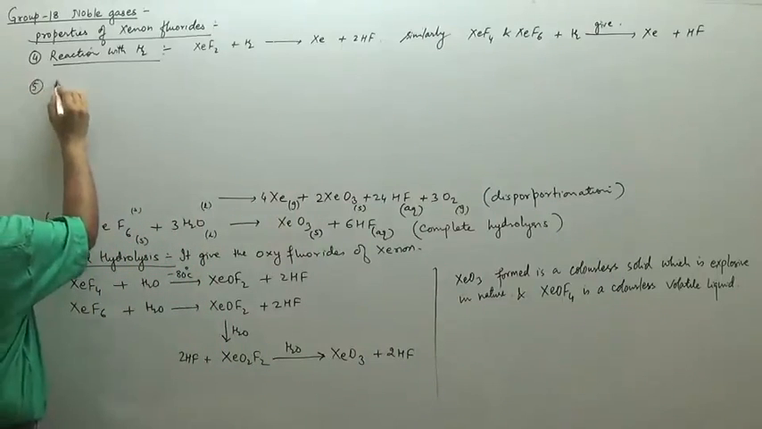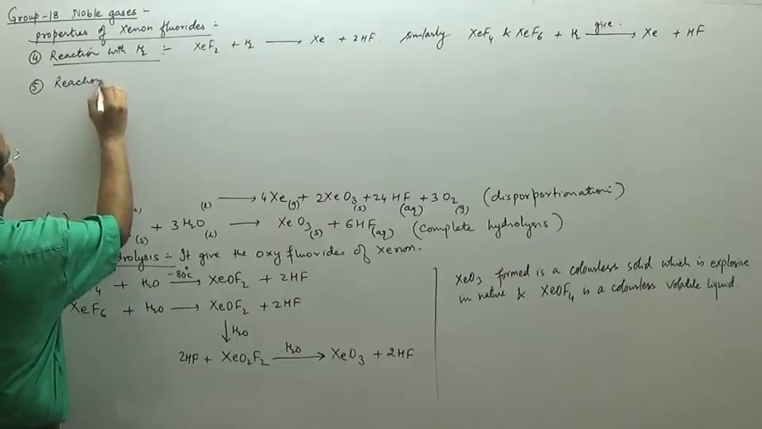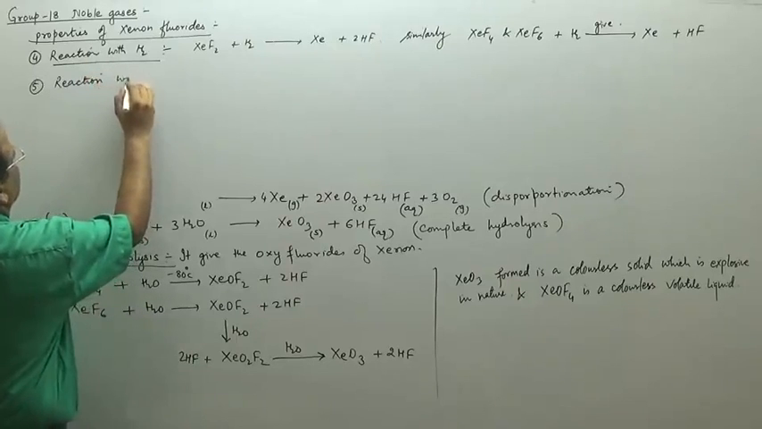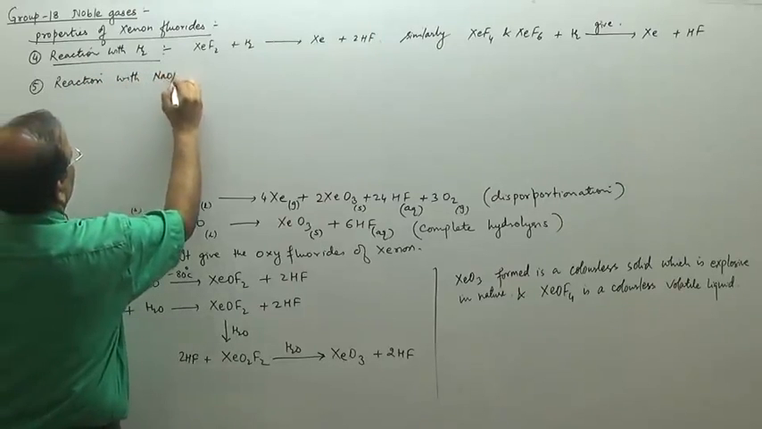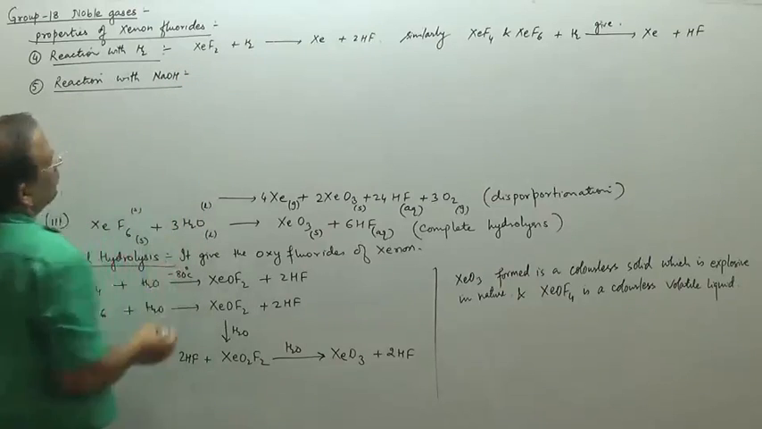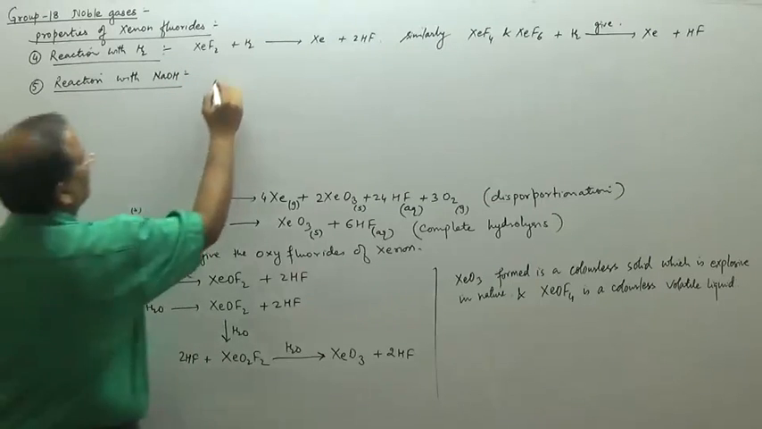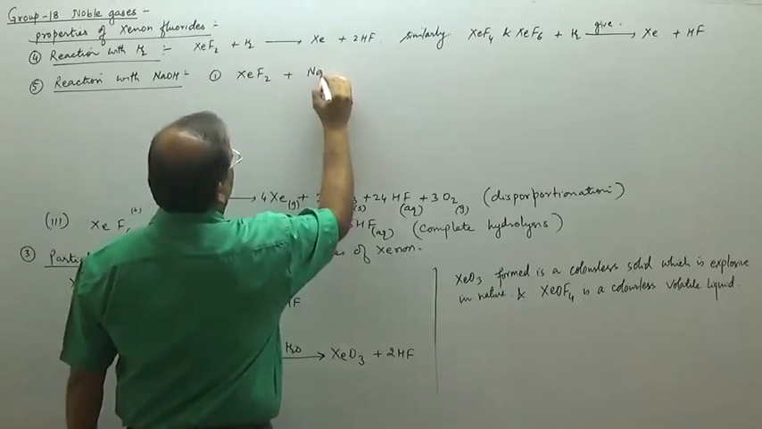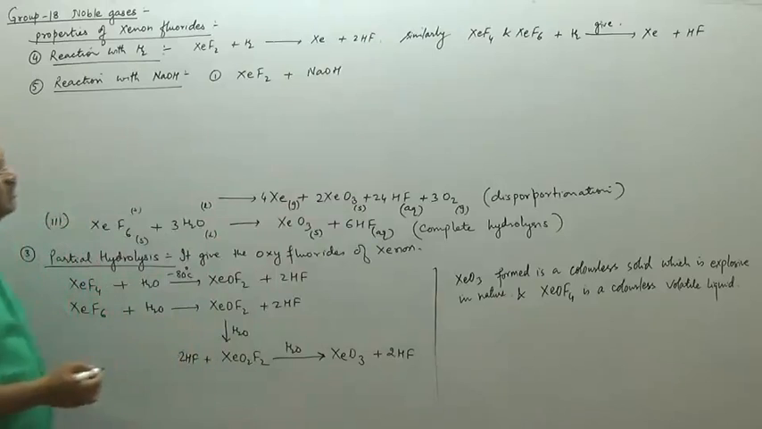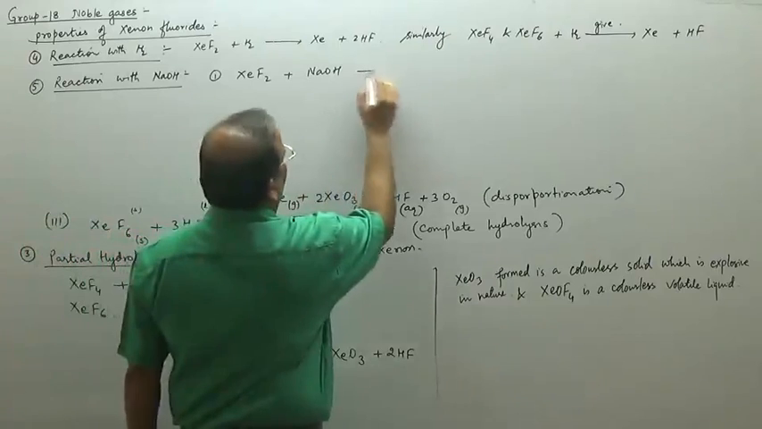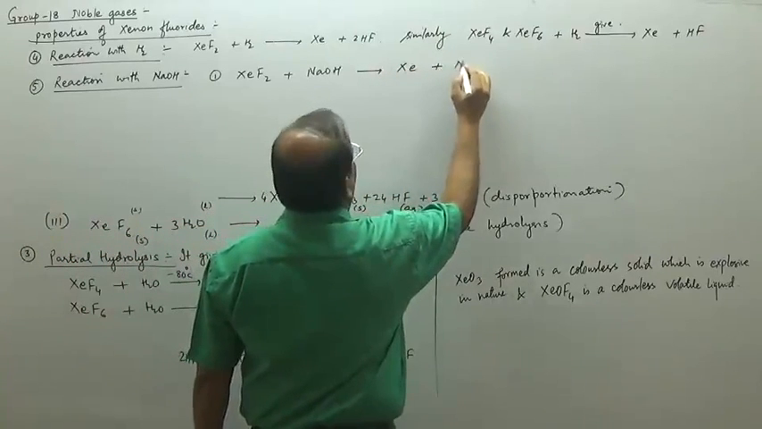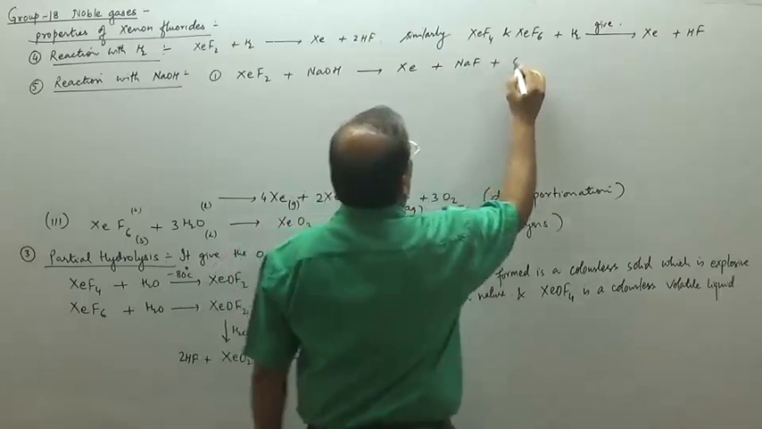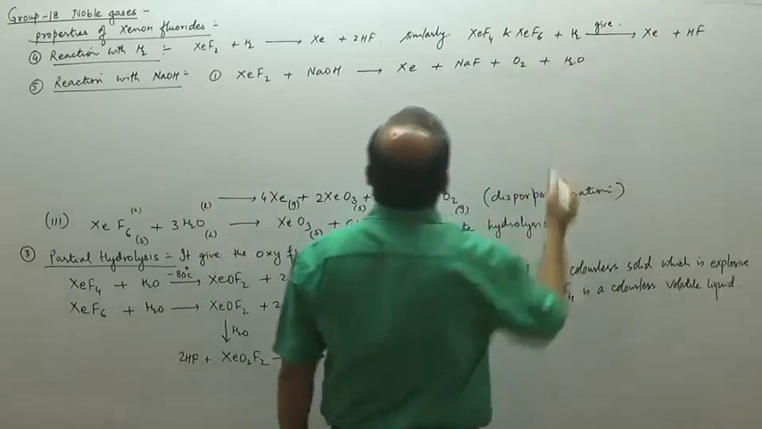Next we can write the reaction with NaOH. First XeF2 will react with NaOH, because it is an alkali, by which they are going to react. So XeF2 when reacted with NaOH gets converted into Xe plus NaF plus O2 plus H2O.